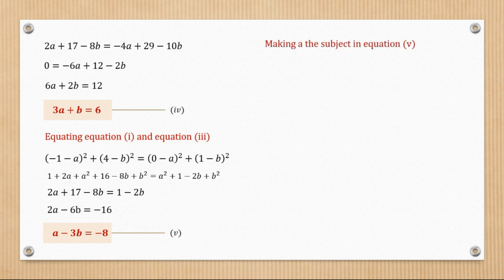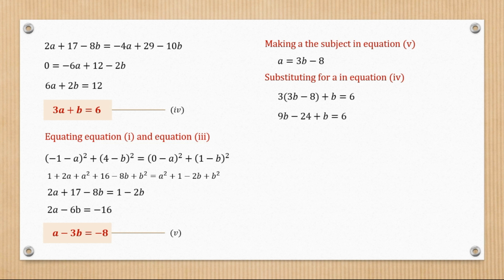So now next, I can see that in equation 5, to now solve these two simultaneous equations, I can now make a the subject in equation 5. So a shall be equal to 3b - 8. And then substituting for a into equation 4, this is what I'll have. So I have 9b - 24 + b being equal to 6. This shall be equal to 10b being equal to 6 + 24 shall be 30. So b shall be equal to 3.